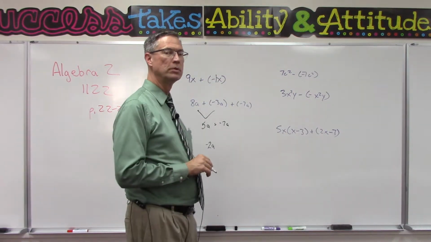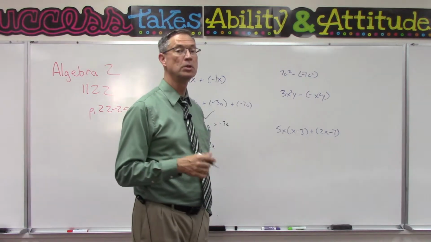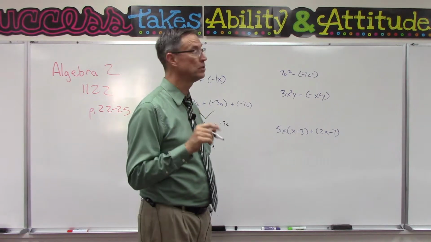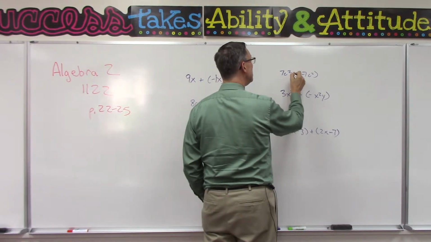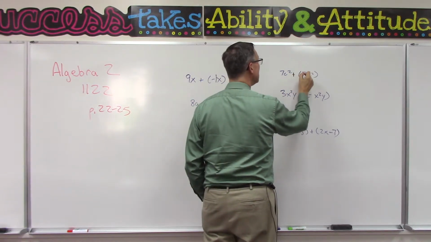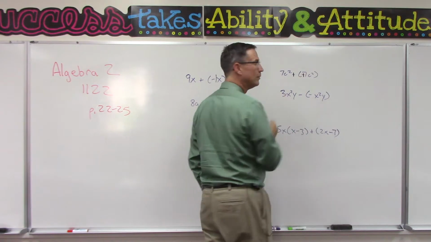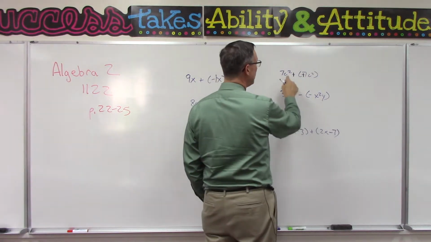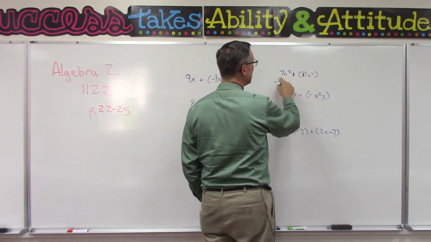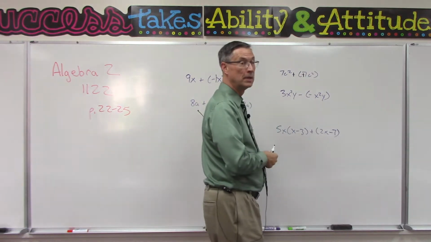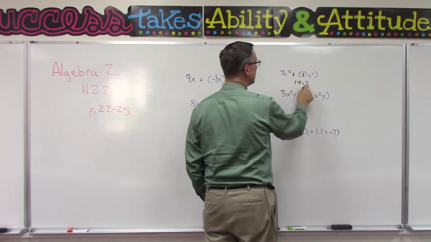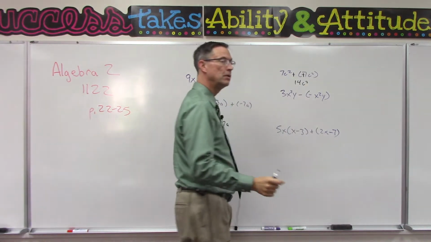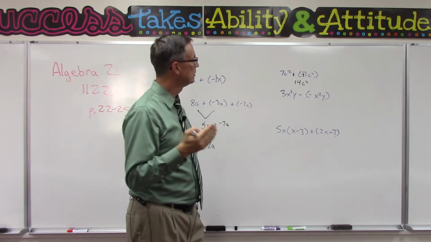Now, what if we have subtraction? Remember that rule? Change subtraction to addition and change the second term to its opposite sign. So for this one, I need to change this to adding, but I must make sure I change this to a positive. Okay? Now, these are like terms, c squared, so I can add them and keep. So this would become actually 14, and I don't add the exponents. It does not become c to the 4th.